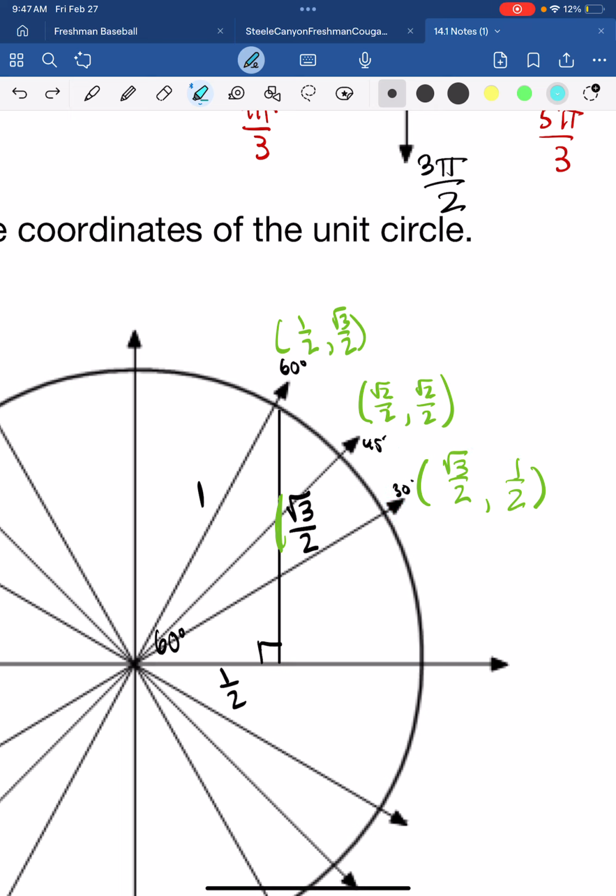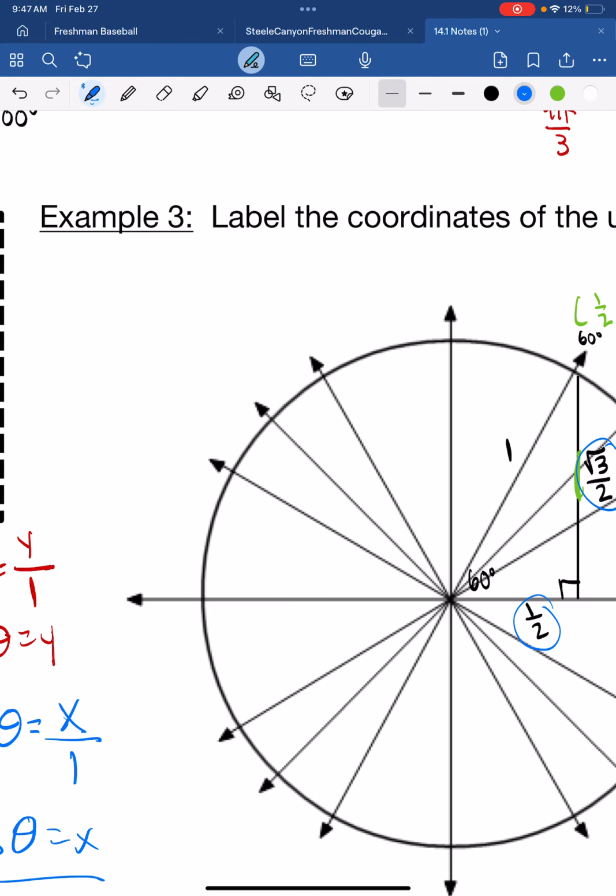Okay. One more thing to note here would be that in this quadrant, if you look right here, you're going to have positive x's and positive y's, because we're going to the right and we're going up. So both of these numbers are always going to be positive in this quadrant.